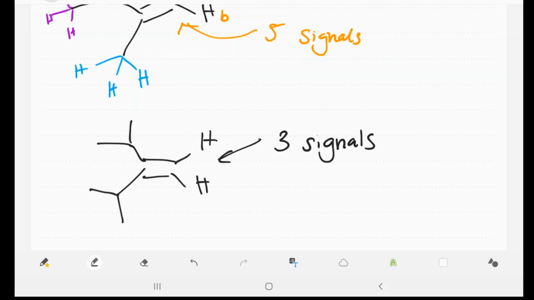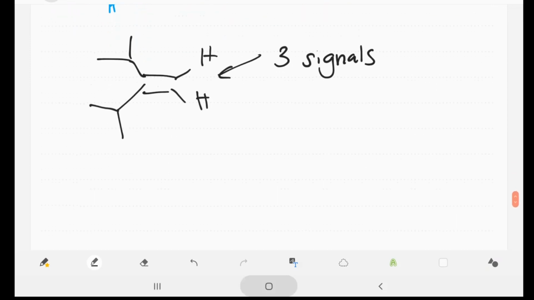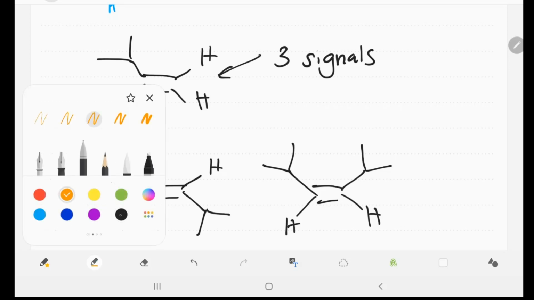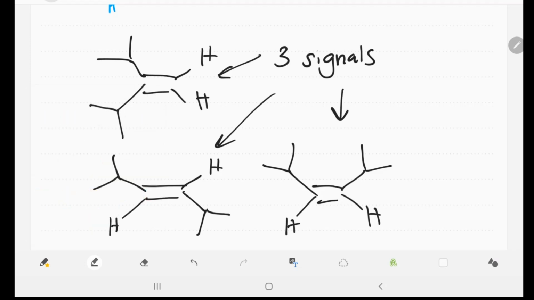All right, and so we are going to learn ways, by the way, to detect these. For example, that molecule versus this one. Versus this one. We are going to be able to tell using NMR. These all have 3 signals. So we're still going to see 3 signals for all of these. All of these molecules will have 3 signals. We're going to use other information though to tell them apart.